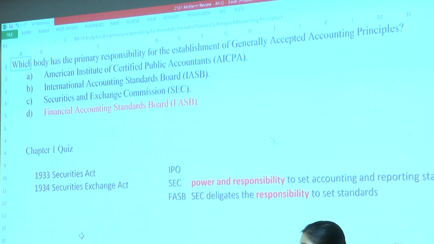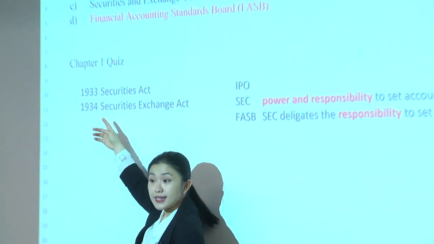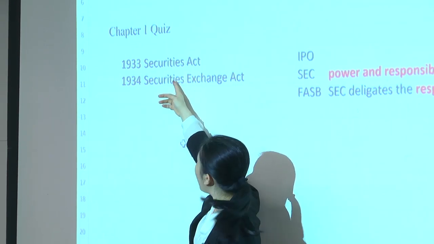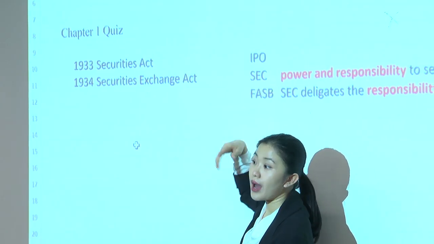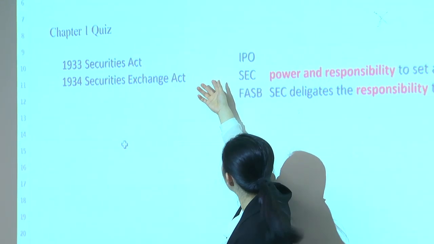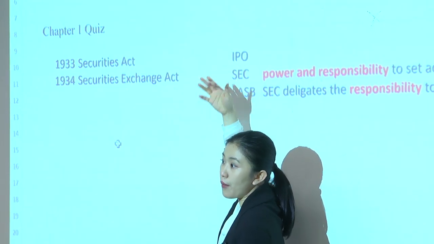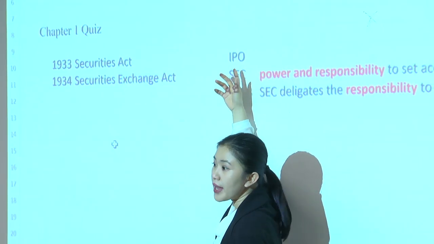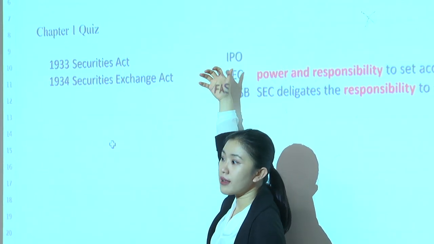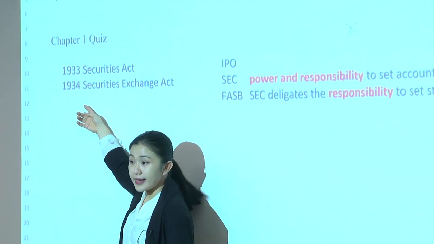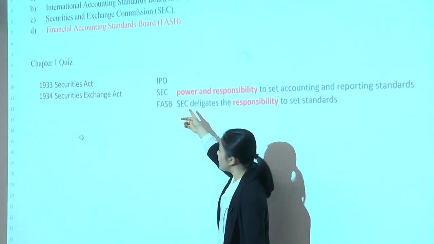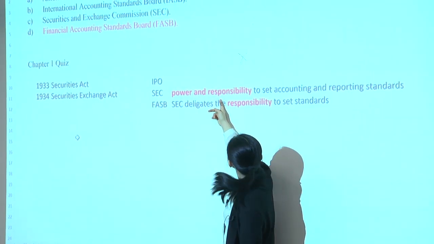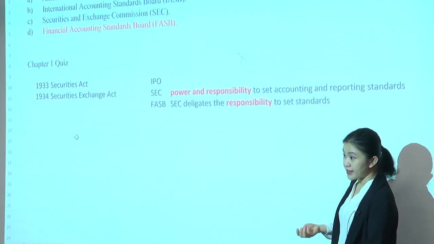A little bit of history. We all know about the Great Recession, and then in 1933 an act was passed called the Securities Act. This one is for how to regulate IPOs: what kinds of firms can issue an IPO and what the process is. In order to do that, we have to have another institution to monitor these firms, which leads to 1934, the Securities Exchange Act, that is the SEC. The SEC has the power and the responsibility to set the accounting and reporting standards.